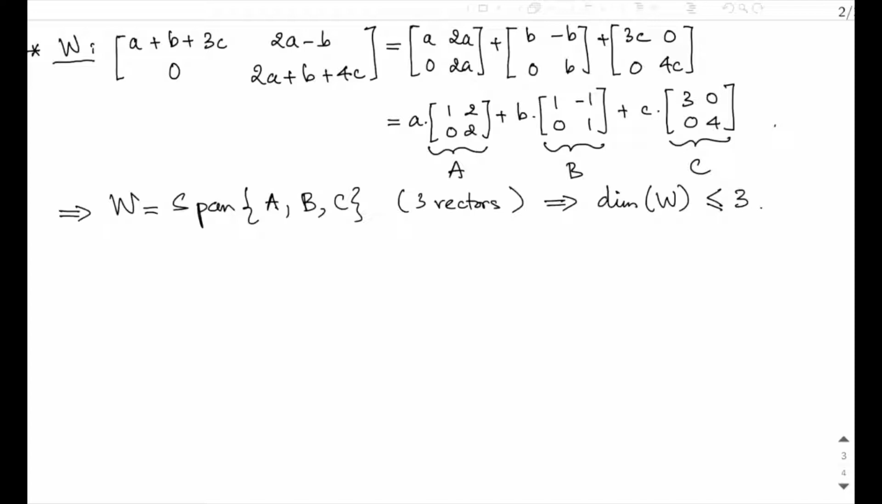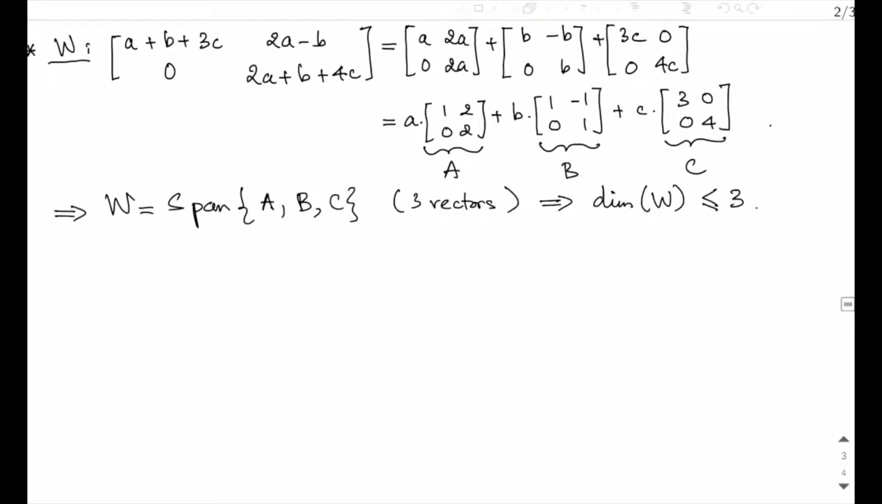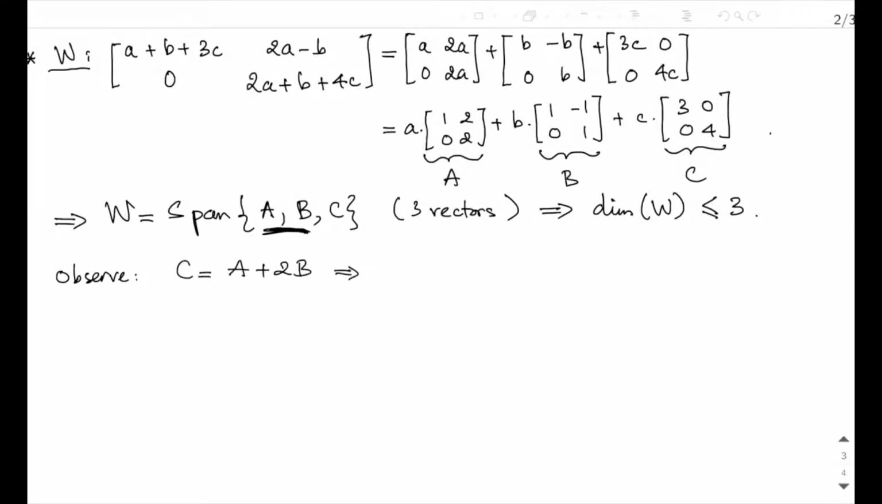However, that is not the case in this example, because the fact is that W can be spanned by 2 vectors. If you look at A, B, and C here, you can quickly see that C is a linear combination of A and B. If one vector is a linear combination of the other vectors in the spanning set, then that vector is in fact a useless vector. We can throw it out of the spanning set and still get the same space. So this means W is going to be equal to the span of only A and B.